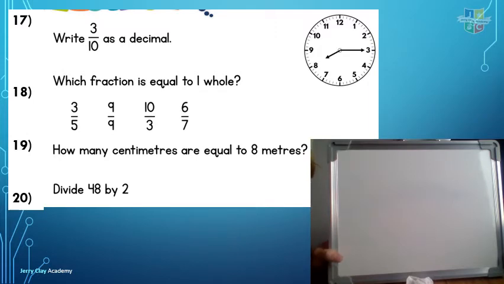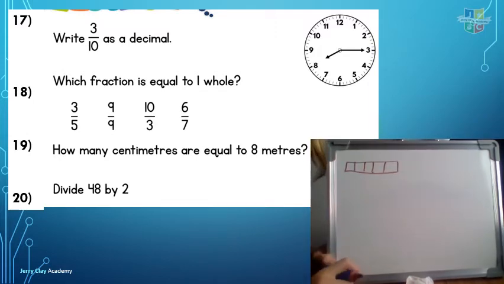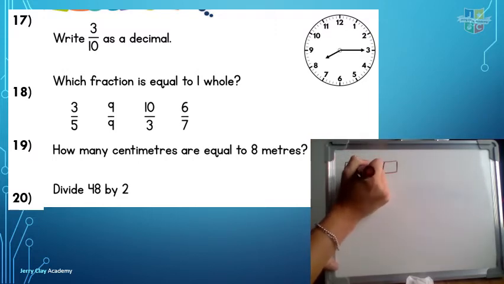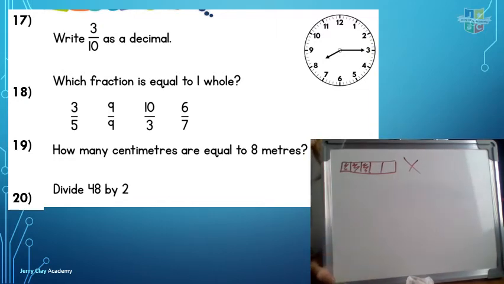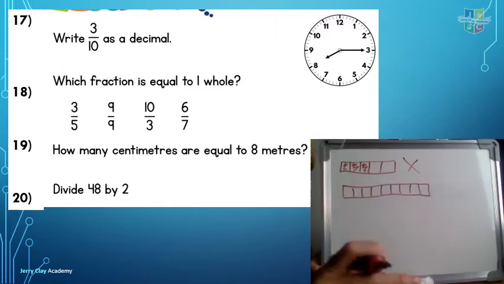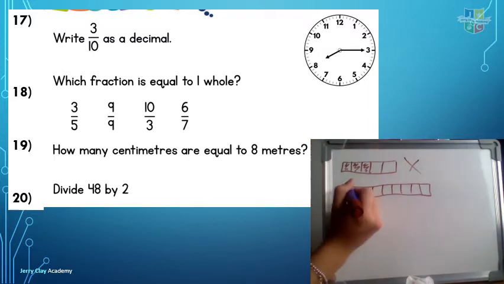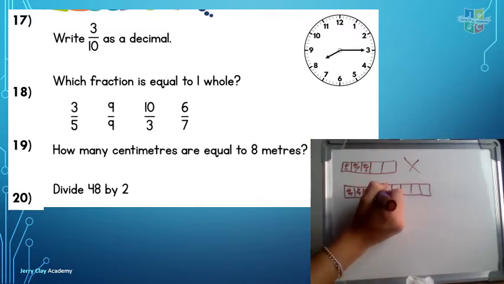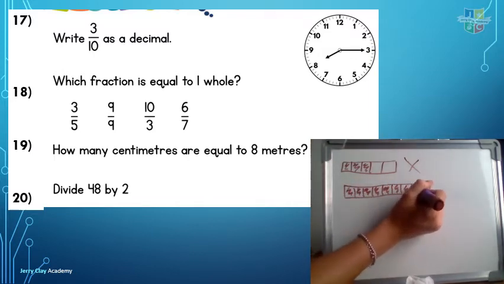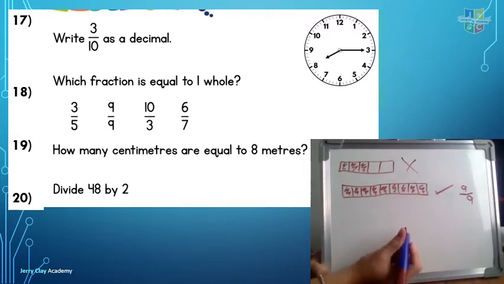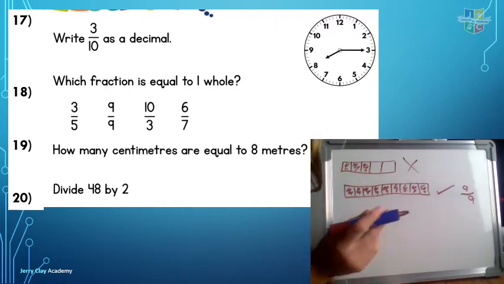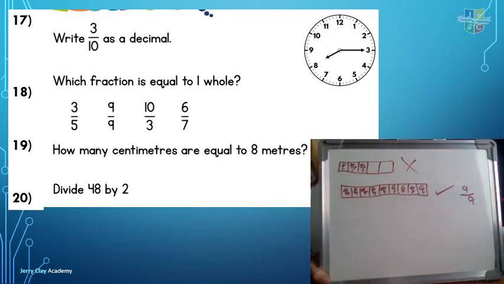Okay, number 18, we want to know which fraction is equal to a whole. So if you had drawn out your bar models, you should have drawn out 3, which looks something like this. So if I shade 3/5, is that equal to a whole? Well, no, it's not, because it's not fully shaded. Let's have a look at 9/9 then. So I've drawn 9 parts. If I shade 9/9, so 9 parts, we can see that 9/9 is equal to 1 whole, because it has got the same numerator and the same denominator.